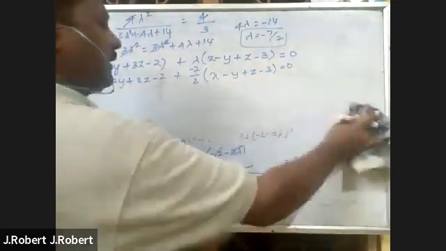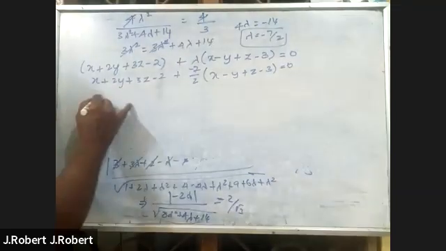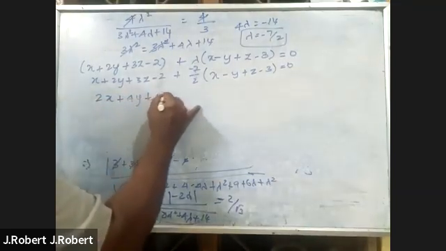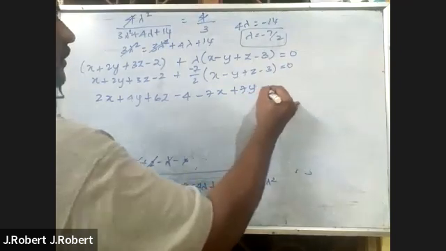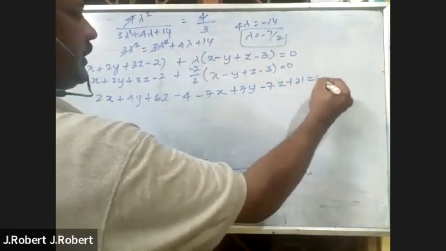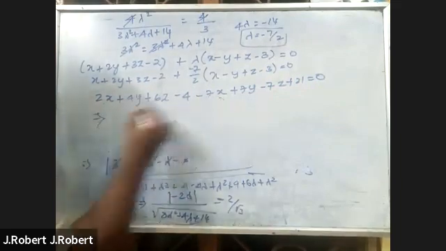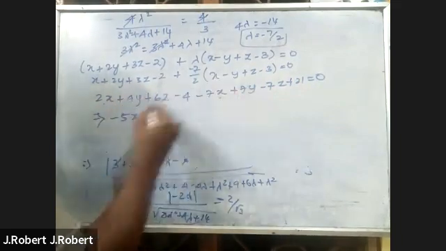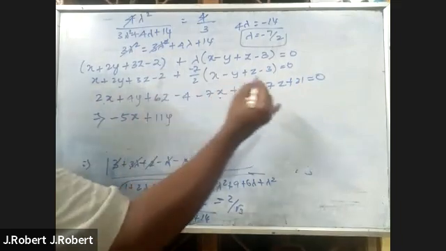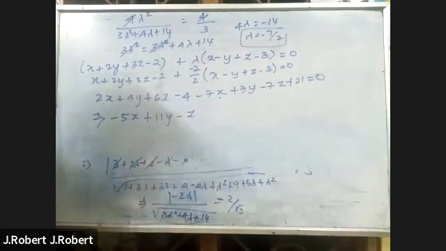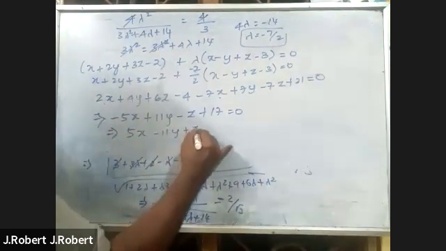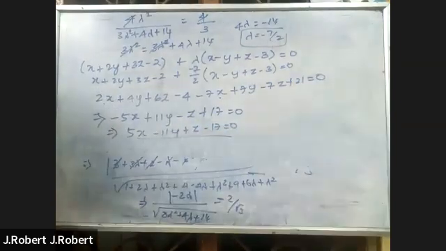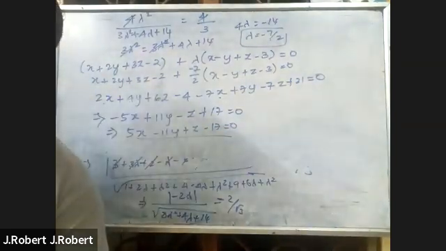Cross multiplying, we get 2x plus 4y plus 6z minus 4 minus 7x plus 7y minus 7z plus 21 equal to 0. So 2x minus 7x is minus 5x, 4y plus 7y is 11y, 6z minus 7z is minus z, and minus 4 plus 21 is 17. Dividing by minus, we get 5x minus 11y plus z minus 17 equal to 0. I think this type of problem is in your textbook. Okay? Please take it down.